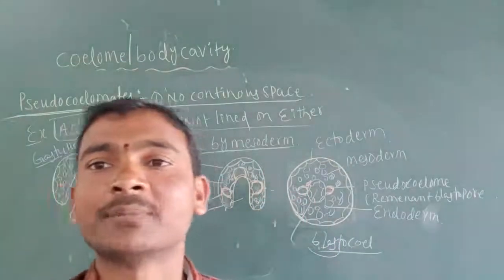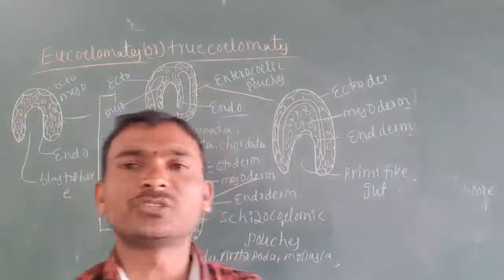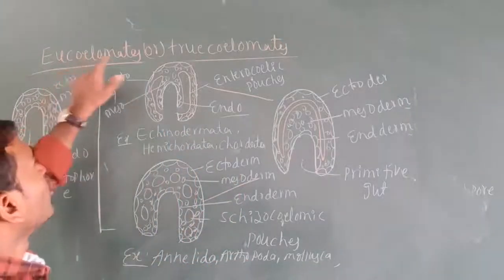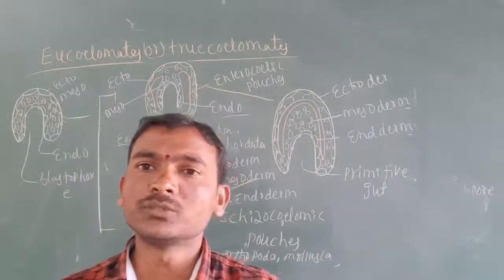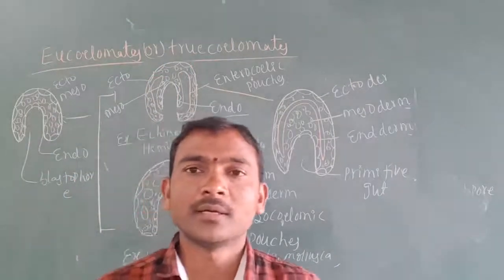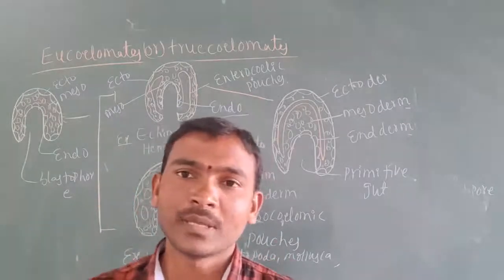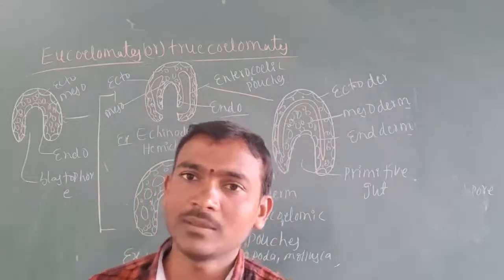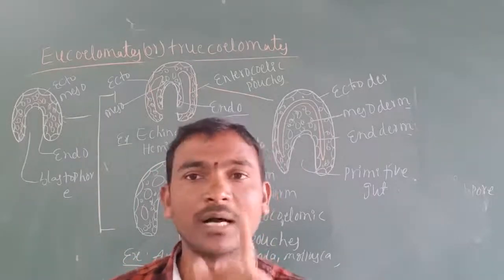Example is the Ascaris elementis. Now the eucoelomates. The next is the eucoelom. The eucoelom are the true coelomates. What is the definition of the eucoelom or the true coelomate? The space between the body wall and elementary canal, either side is lined by mesoderm. That is the definition of the true coelom.